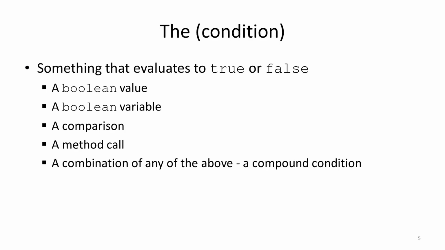The condition itself, or the thing in parentheses, needs to be something that evaluates to a true or false, which can be a Boolean value, a Boolean variable, a comparison, or even a method call if that method returns a Boolean. We did an example of each of those in the previous lecture. Those examples only dealt with conditions having a single criteria, but a condition can also be a combination of any of those things, and that is a compound condition.